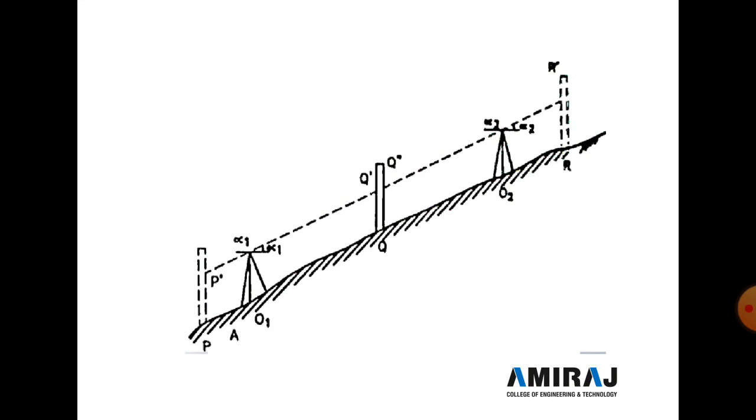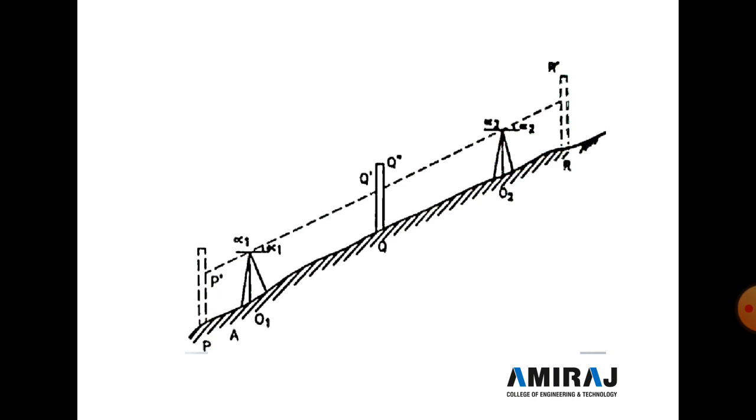Then take the backsight to P dash, where the staff is held at point P, and measure the vertical angle alpha 1. Measure the vertical angle alpha 1 to P dash, and determine the RL of P dash. So RL of P dash is RL of P plus P dash.